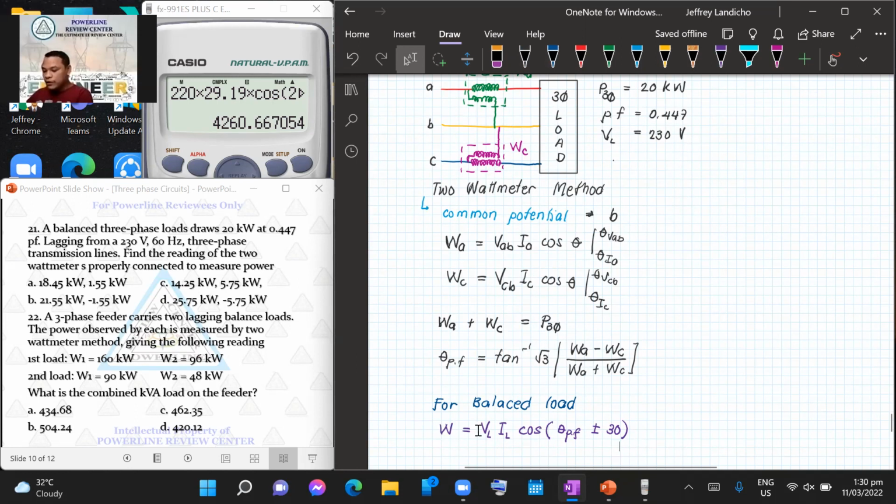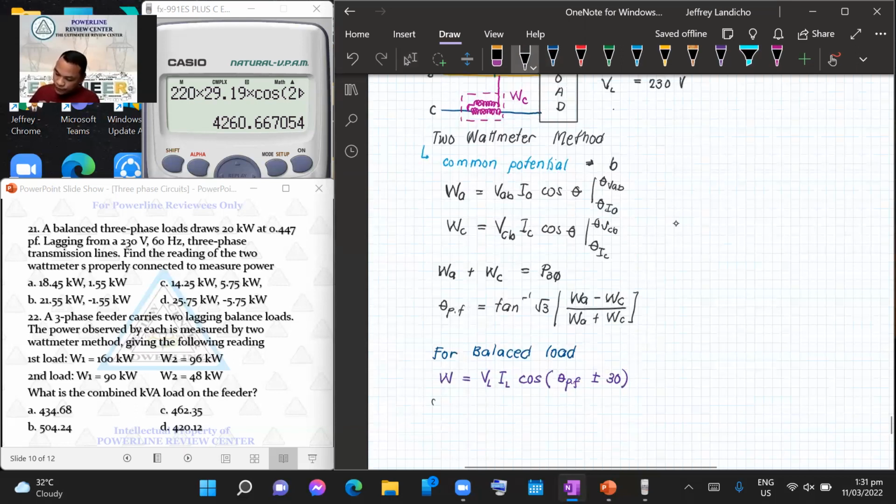However, this given equation, it is only applicable for what? Balanced load. So, kaparehas nito, balanced yan. So, pwede natin gamitin itong equation to get the readings of these two wattmeters. Since meron naman tayong power factor at alam natin yung line voltage, kukunin na lang natin yung value ng line current to determine what would be the reading of these two wattmeters. Yung isa, minus 30. Yung isa, plus 30. So, since balanced load, pwede natin kunin magnitude ng ating IL.